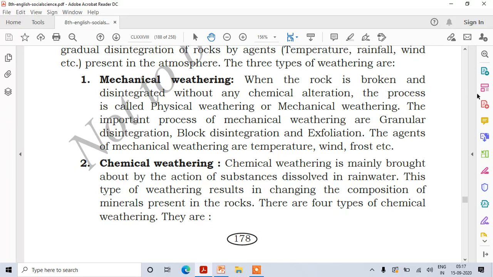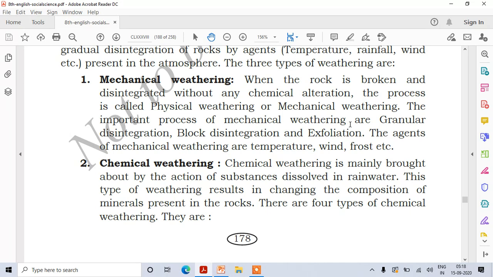When the rock is broken and disintegrated without any chemical alteration, the process is called physical weathering or mechanical weathering. Meaning when the rocks are broken down into small pieces without any chemical change, that process is called physical weathering or mechanical weathering. The important processes of mechanical weathering are granular disintegration, block disintegration, and exfoliation.